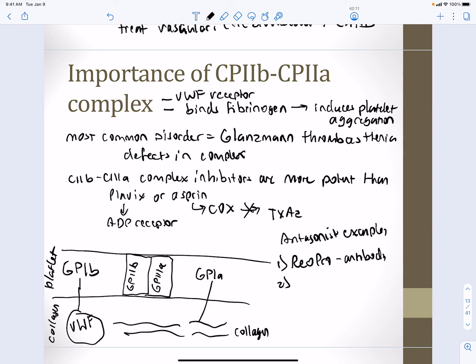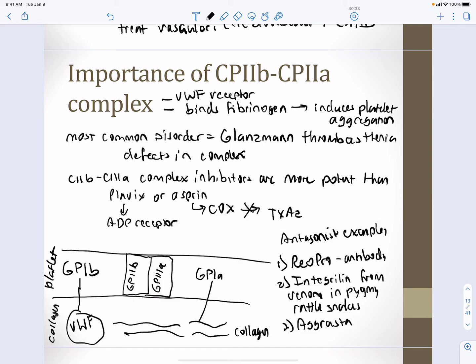And then we also have integrilin, which is derived from a venom found in the pygmy rattlesnakes. And then we also have Aggrastat. This is a synthetic organic molecule that can inactivate your complex by being an antagonist to it, binding to it.